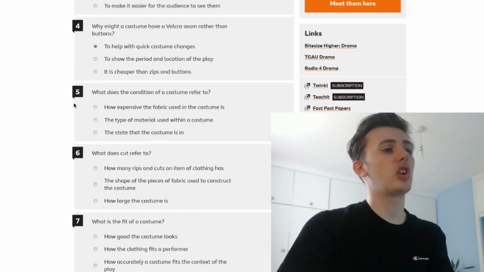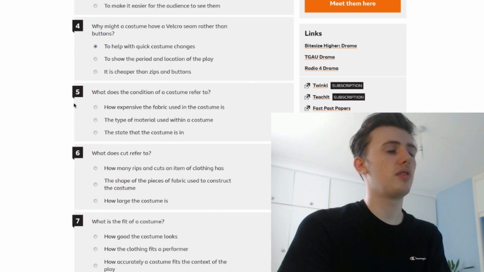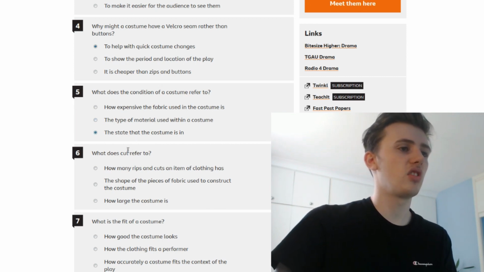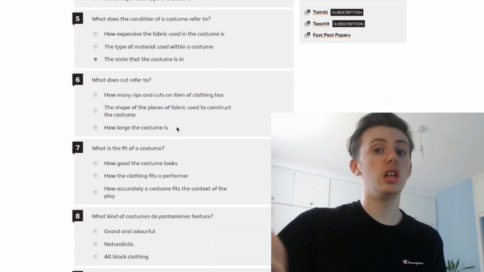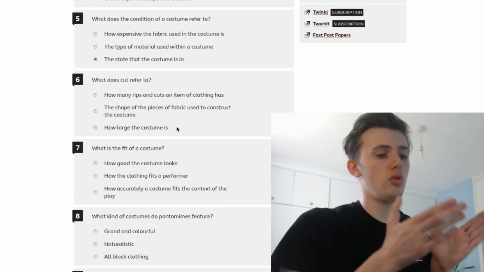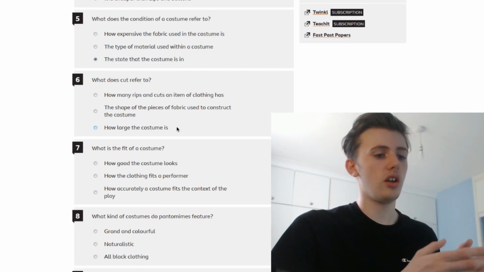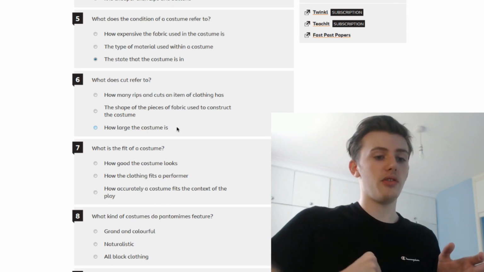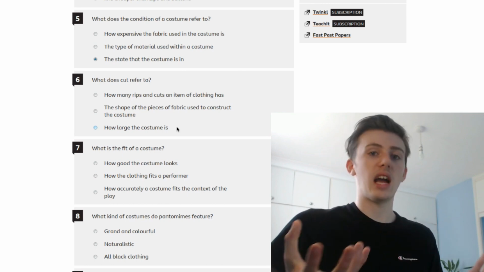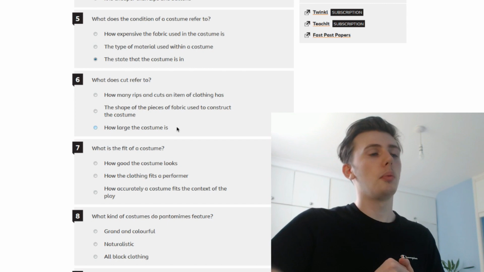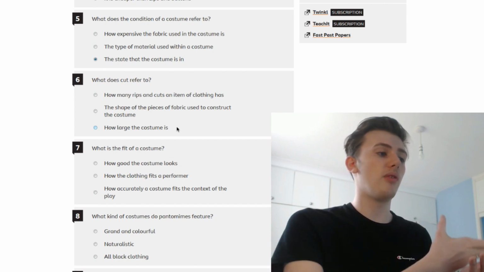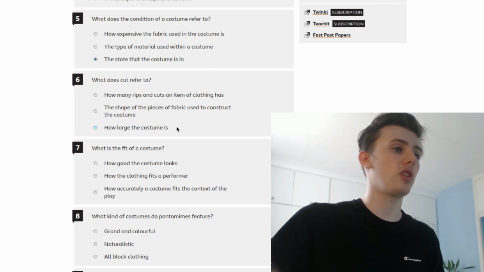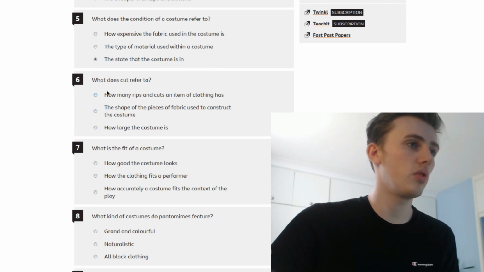What does the condition of a costume refer to? How expensive the fabric used is? How much it's used? Yeah, the state of the costume. Surely it's just that, because like condition on eBay: if you have a phone and it falls into the toilet and you flush, but then you fish the phone out from the plumbing system, that is like new quality. But if you were to keep the phone in good condition, it would be in perfect quality. So I get that's where it comes from.